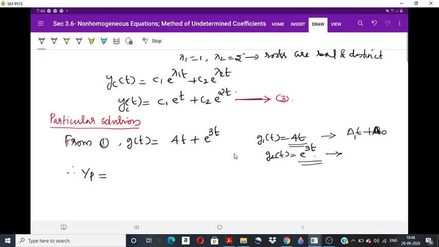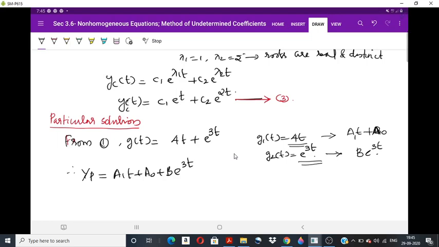Now for g2 of t equal to e raised to 3t, in the method of undetermined coefficients, we have to take yp as some constant into e raised to 3t. So in general, or in total, we can take yp of equation 1 as a1t plus a0 plus b e raised to 3t. So this will be the general form of the yp.